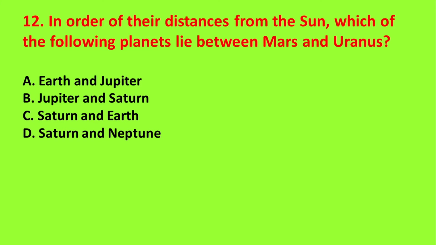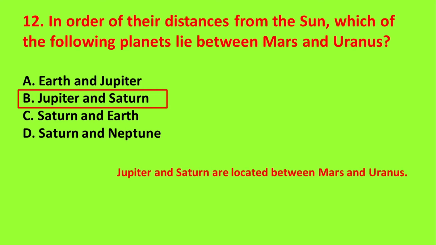Question number 12. In order of their distance from the Sun, which of the following planets lie between Mars and Uranus? A. Earth and Jupiter, B. Jupiter and Saturn, C. Saturn and Earth, D. Saturn and Neptune. The correct option is option B, Jupiter and Saturn. And for your kind information, Jupiter and Saturn are located between Mars and Uranus.